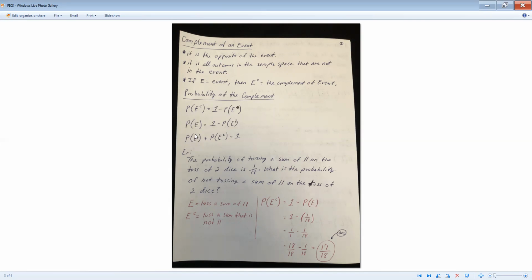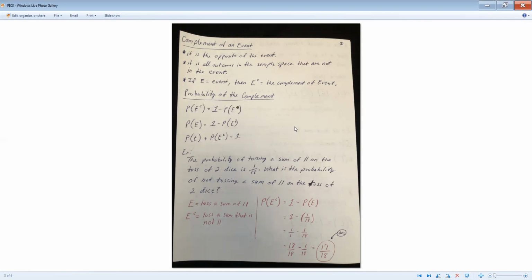And then if you were to add the probability of your event plus the probability of the complement of your event, that should equal 1. So those are your relationships dealing with the probability of your complement of your event and the probability of your event. So let's see how we can use this.